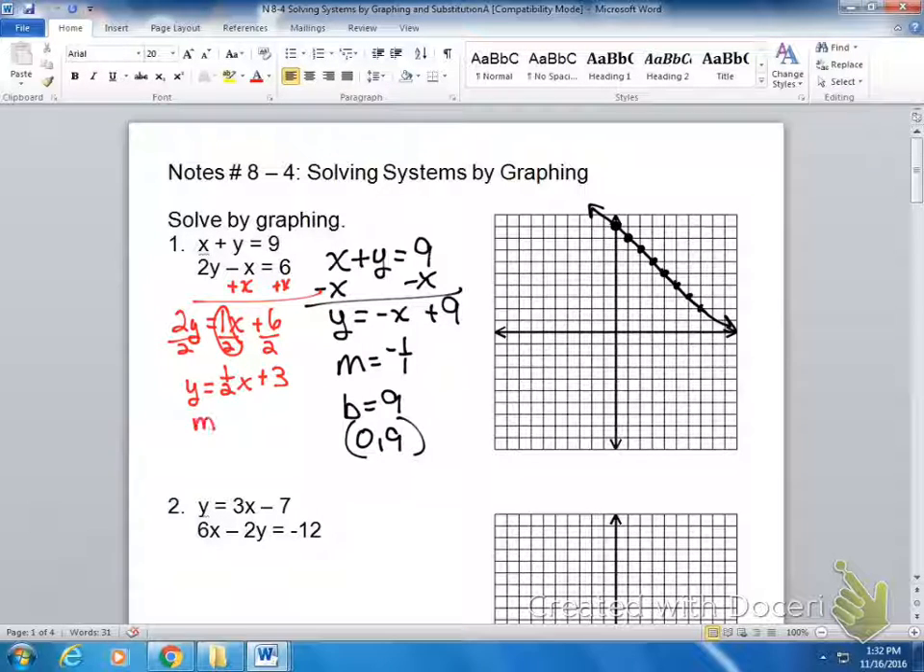So same as last time, I take my slope, 1/2. I take my y-intercept, 3, and use the point (0, 3), and I'm going to plot my points. So over 0, up 3, and since it's positive this time, I go up 1, right 2. Up 1, right 2. Up 1, right 2.